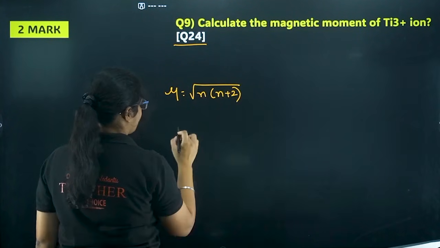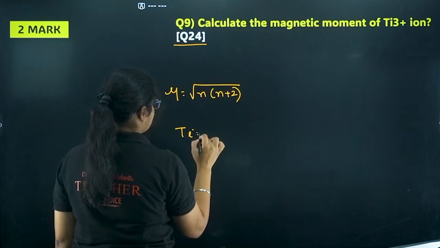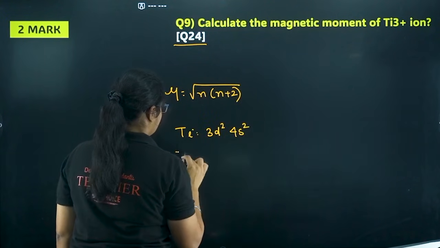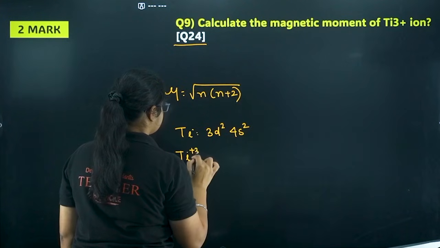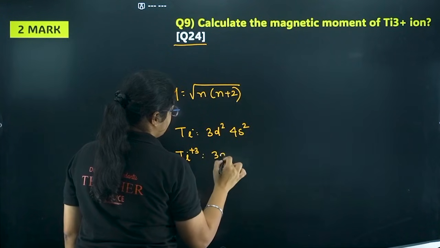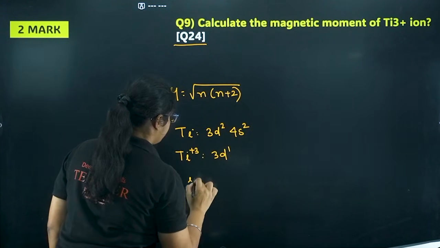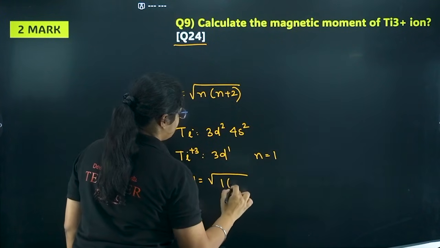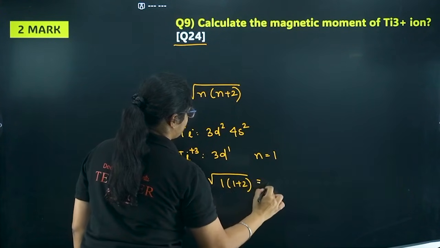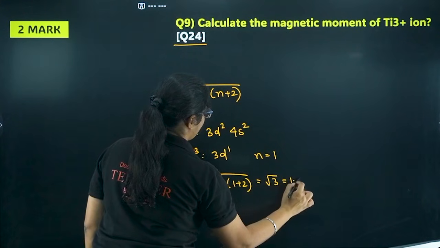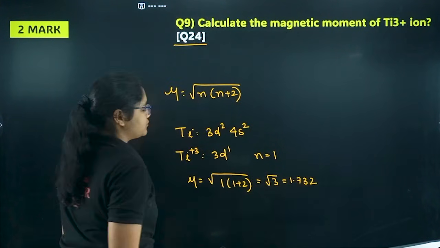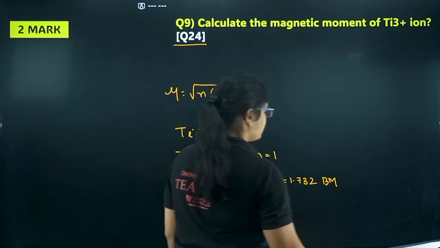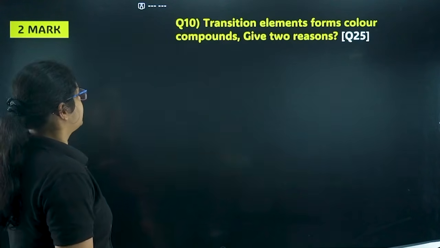Scandium, titanium. Titanium is 3d2 4s2. Titanium Ti3+ is 3d1. Now if you calculate the magnetic moment, what is the number of unpaired electrons? 1. So I have 1 into 1 plus 2, that is root over 3, that is 1.732. Also write the unit, that is Bohr magneton. Clear? Let's see the next question.